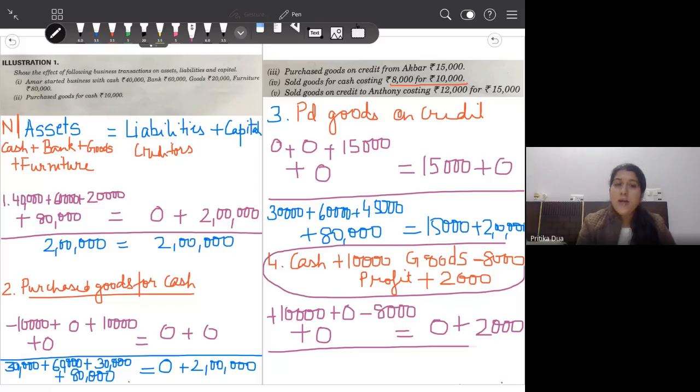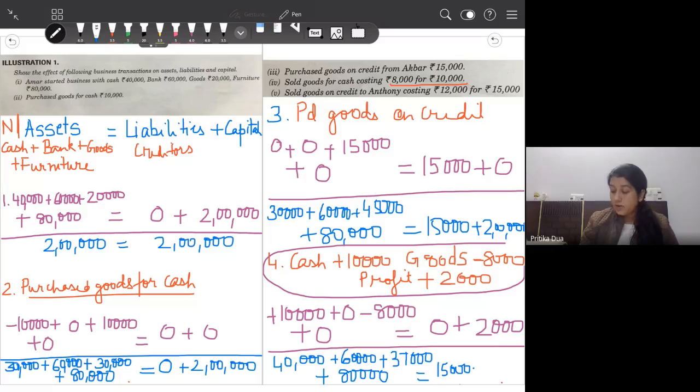So a minimum of 2 accounts, and then there can be more accounts which are impacted. So again, after this entry, I see the balance. 40,000 is the balance of cash, 60,000 bank balance. Now how much are your goods? 45,000 minus 8,000. So this becomes 37,000. Furniture remains the same at 80,000. Okay, liabilities are 15,000, and now your capital is increasing to 2,02,000.